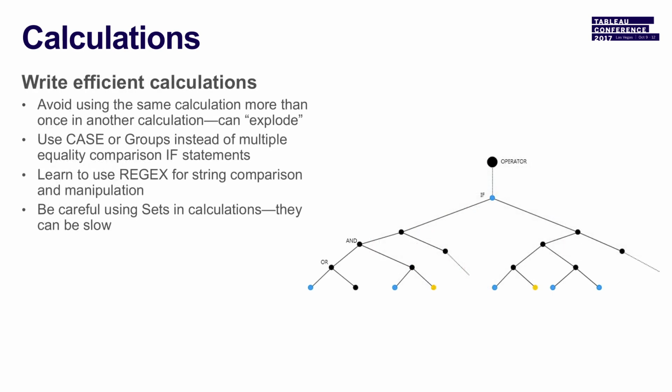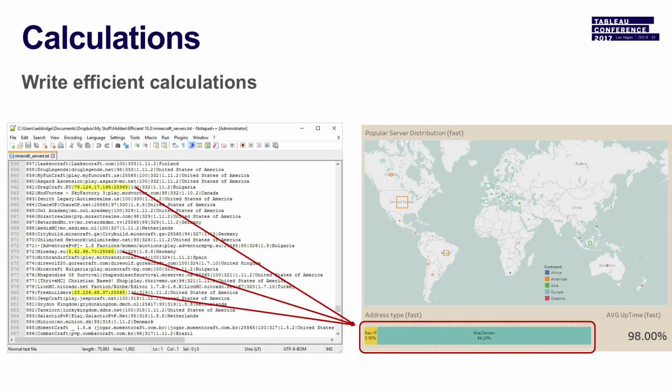You also need to make sure that you're writing your calculations efficiently, and there are some scenarios where we can get what we call calculation explosion. A whole bunch of stuff happens. Basically, we call the same function many, many times through multiple levels of recursion. So here's the example.